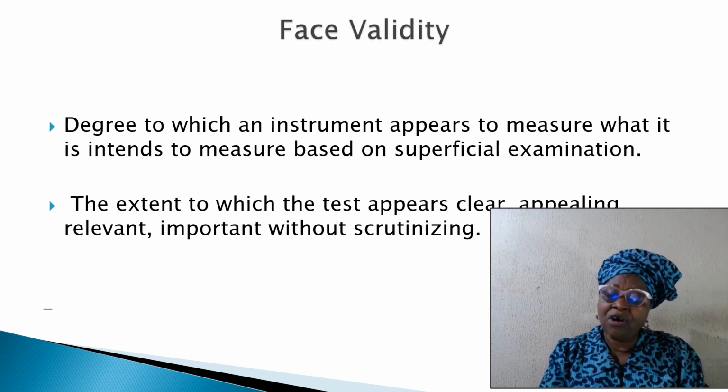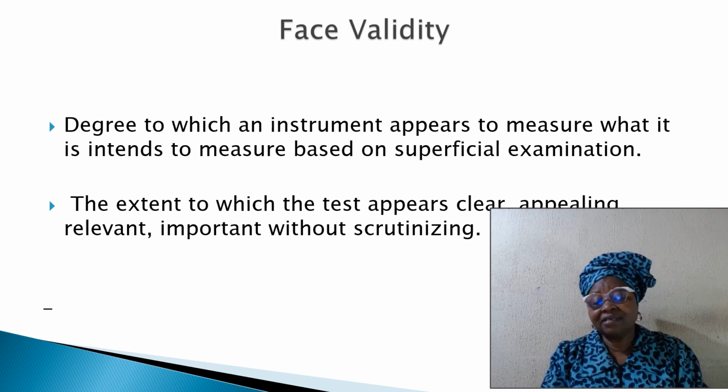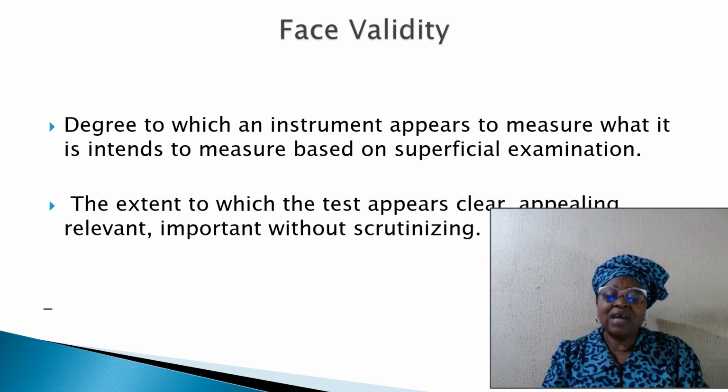So what we have done is to look at one of the major characteristics of a research instrument we call validity. In fact, it's one of the psychometric properties. And when we talk of validity, we are looking at, is the instrument actually measuring the objective it has come to measure? And we have different types: the content, the construct, the criterion-related, and face validity.